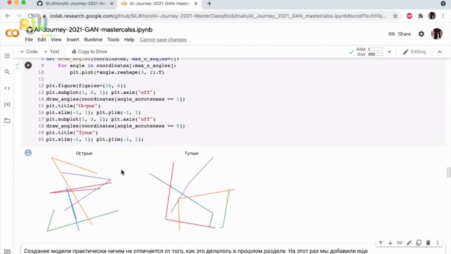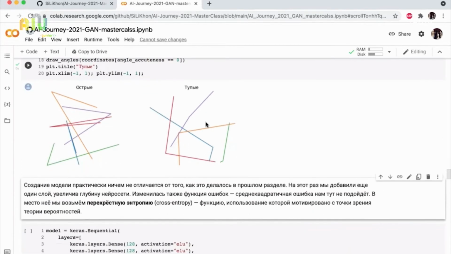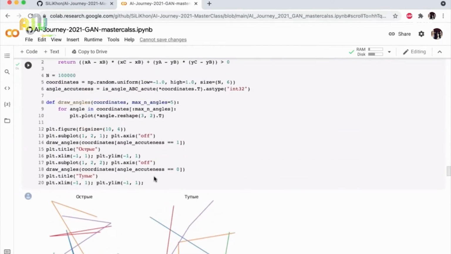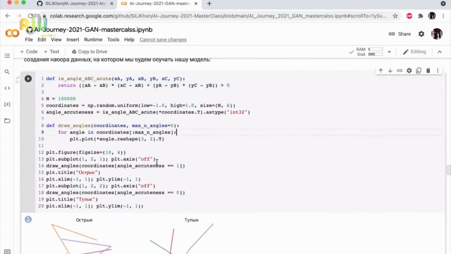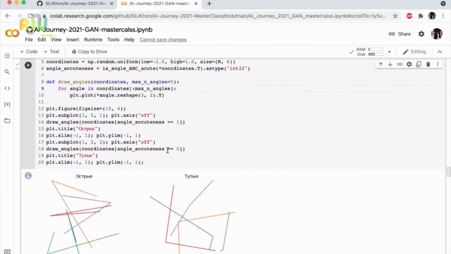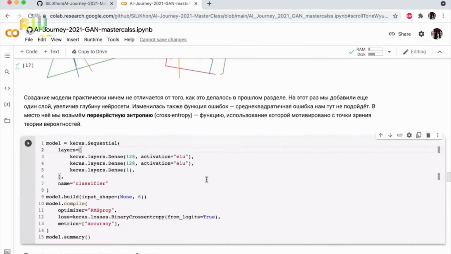Set a data set and some examples. On the left, you have sharp angles and on the right, blunt angles. Let's create a neural network that would be able to separate them. Let's create a neural network and try to train it in learning this dependency on classifying angles.